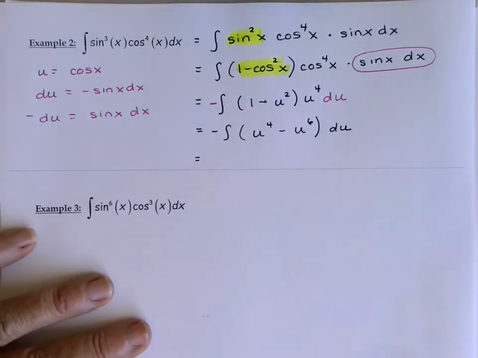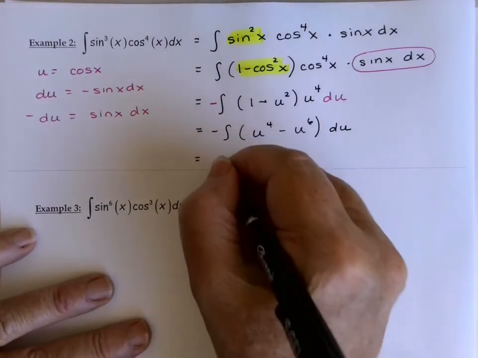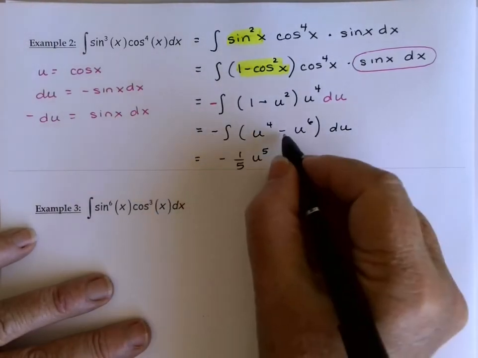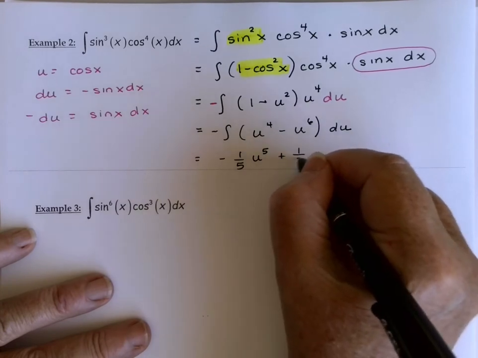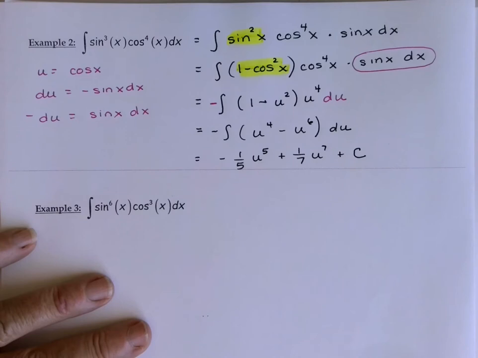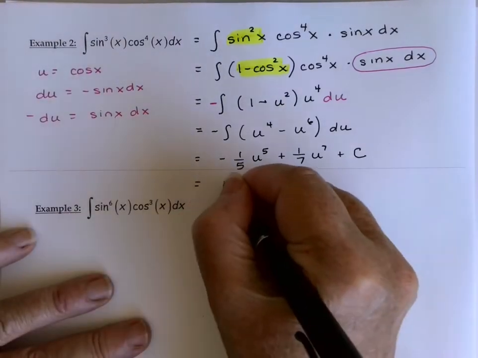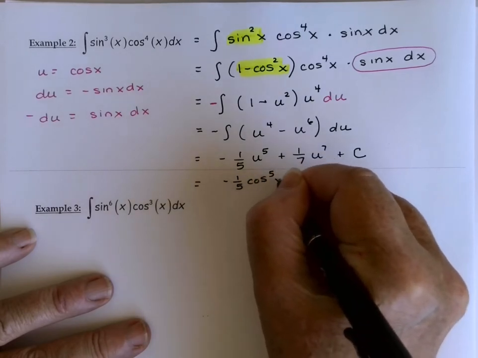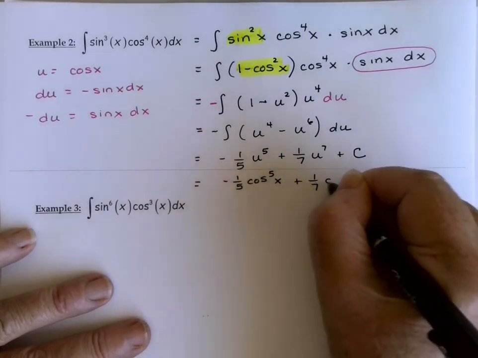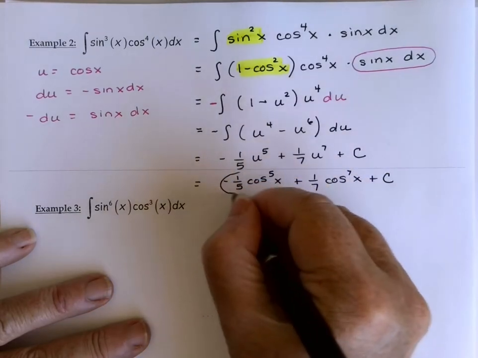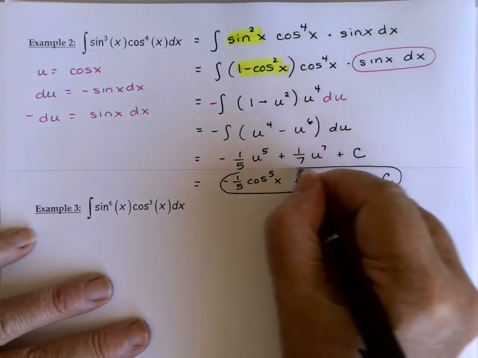I'm going to distribute this minus as I go, so it'll be a minus 1/5 u to the 5th and a positive 1/7 u to the 7th plus c. And then finally just remember that u is actually cosine x. And here we go.